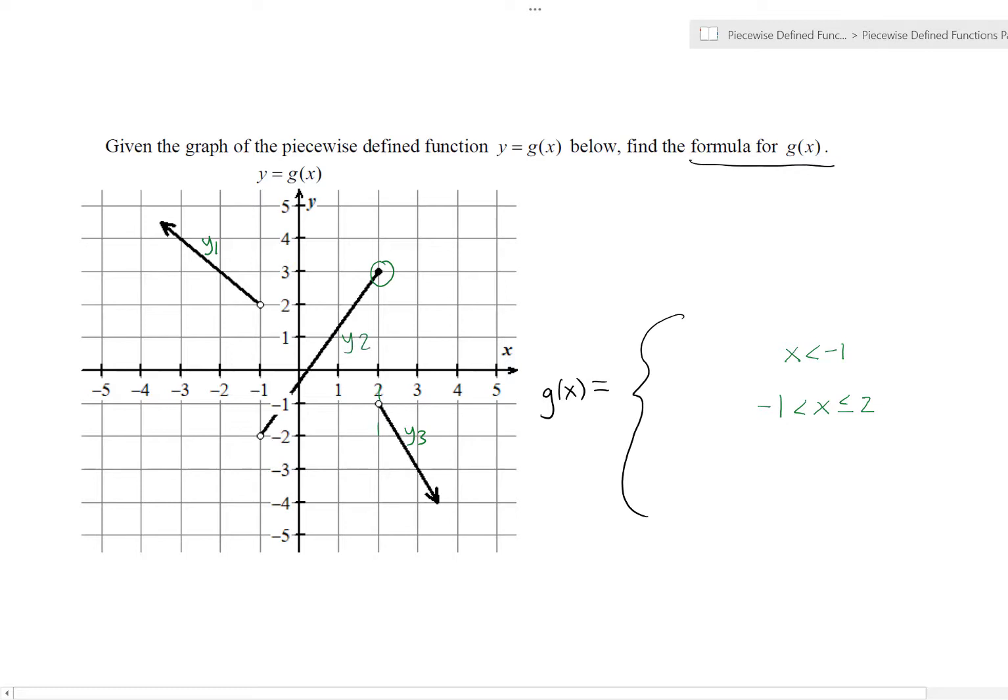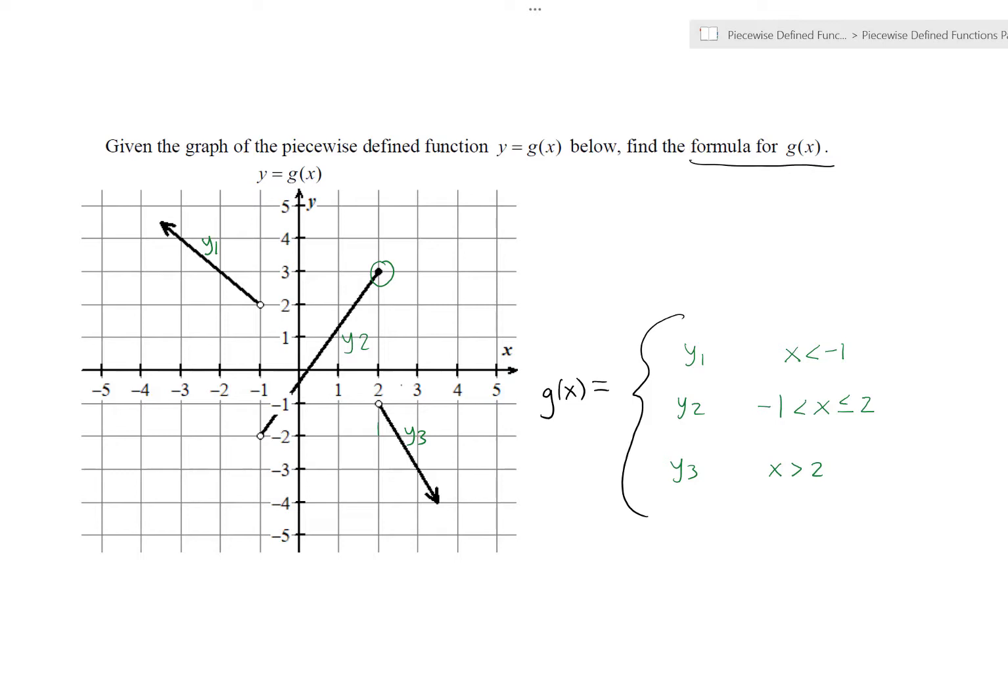Finally, the third rule, y3, we see it's defined to the right of x equals 2. There is no value at x equals 2, so this is for values strictly bigger than 2. We still need to find the rules of the function, y1, y2, and y3, and that's what we'll do now. But first, we found the intervals for which these rules are defined.